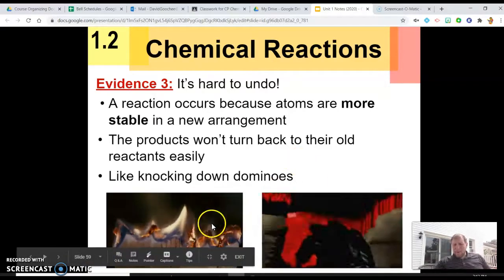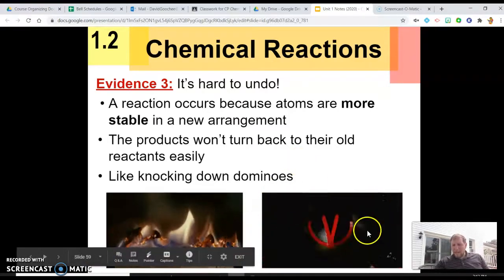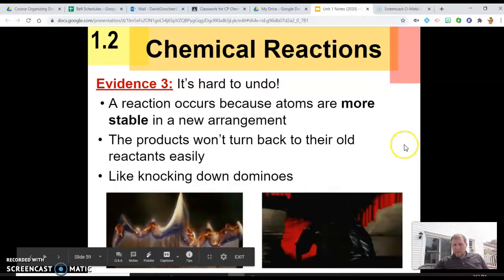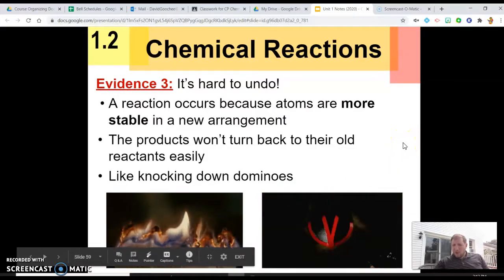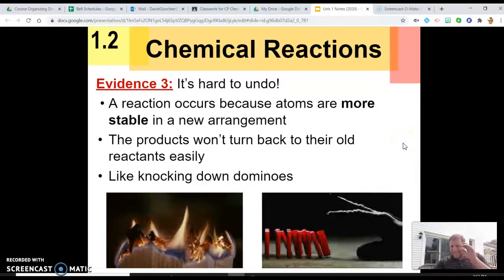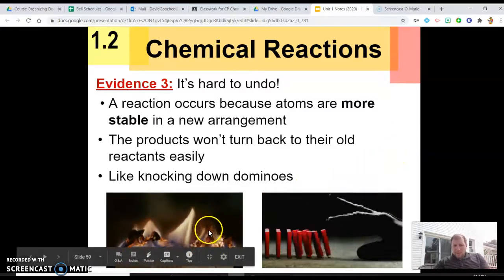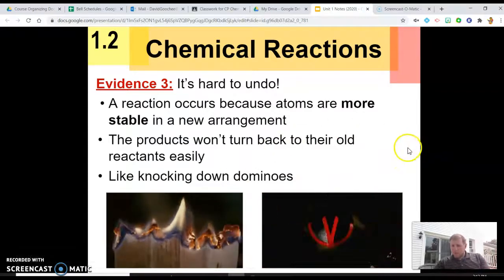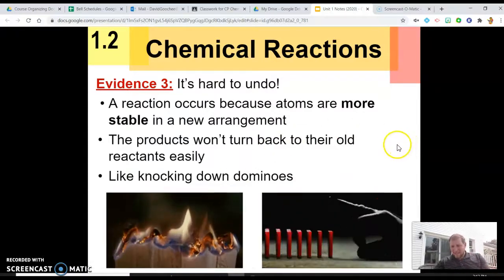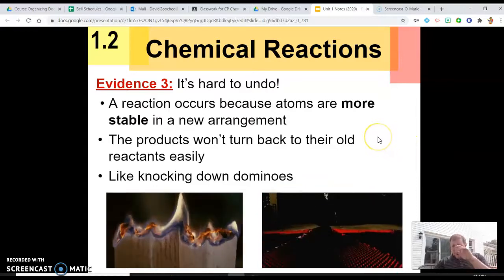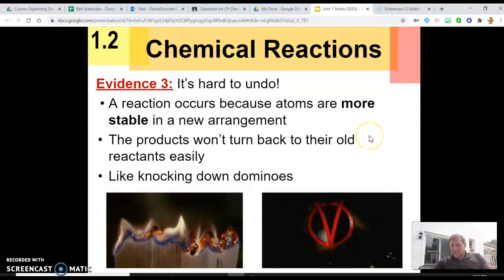It's just like burning a piece of paper is like flicking over a big set of dominoes. Once those dominoes fall and release their little energy, make their little clackety sound, they're not going to spontaneously stand back up again. And once the energy is released from this burning paper and you produce the products there, they're not going to spontaneously turn into paper again. So evidence 3, it's hard to undo.